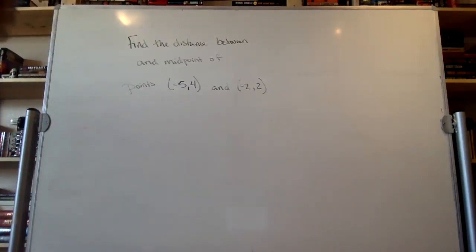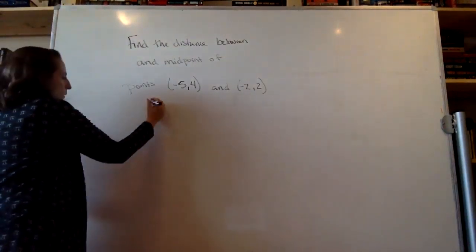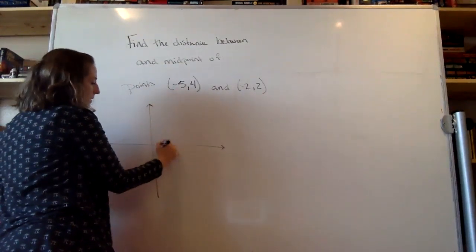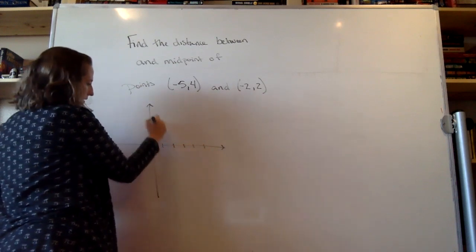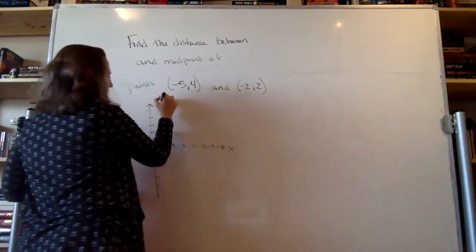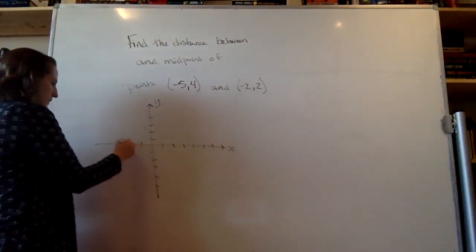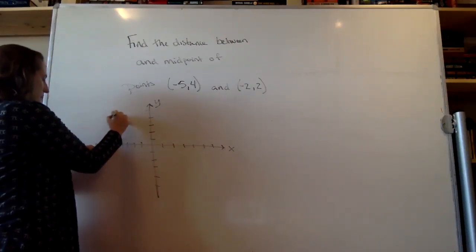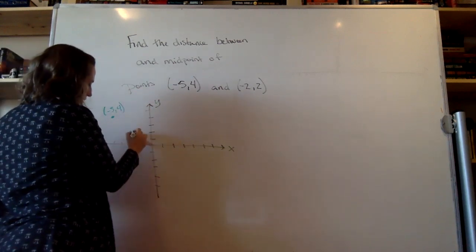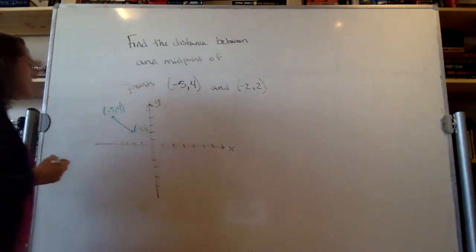All right. Now I want to find the distance between and the midpoint of these 2 points, -5, 4, and -2, 2. Well, we're going to use our formulas, but I'm going to go ahead and just sketch a quick graph of these 2 points because it might help us determine whether or not our answers, when we're done, are reasonable. Okay, so just plotting these 2 real quick. I've got -5, 4, so that's 1, 2, 3, 4, 5, 1, 2, 3, 4. So here's -5, 4, and I also have -2, 2. Okay, and we want to find both the distance and the midpoint between those 2.